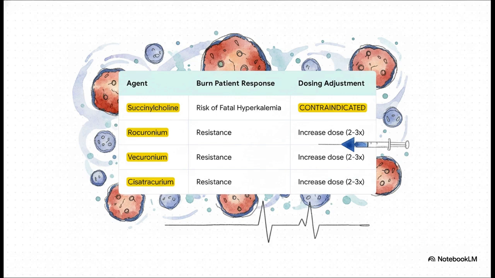Consequently, we have to be prepared to use significantly higher doses, we're often talking 2 to 3 times the normal dose, to achieve adequate surgical relaxation. And of course, this must always be guided by neuromuscular monitoring.